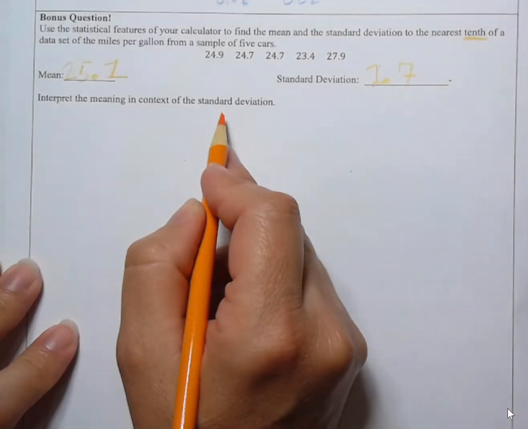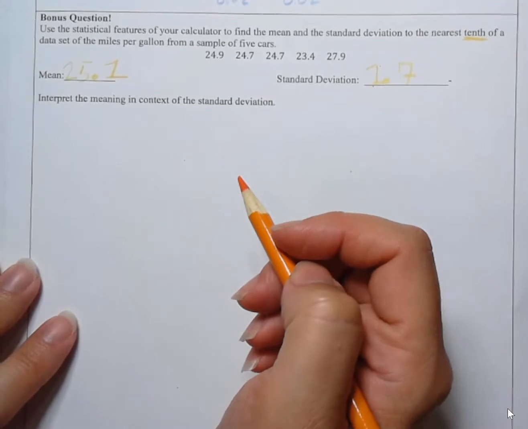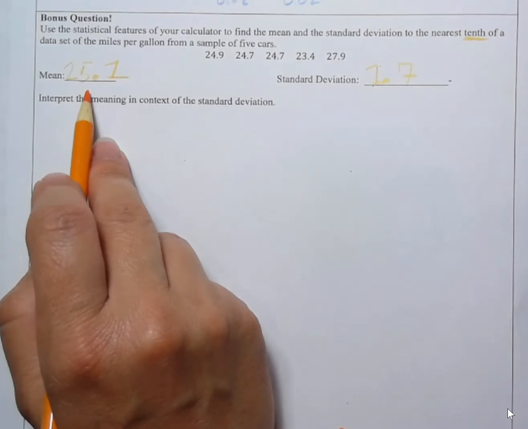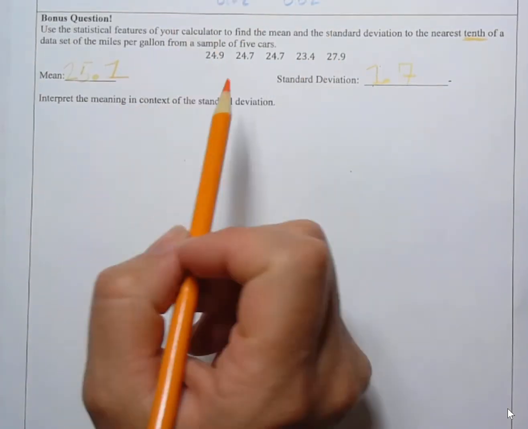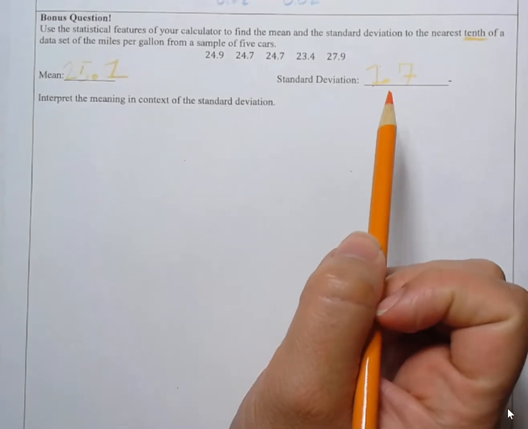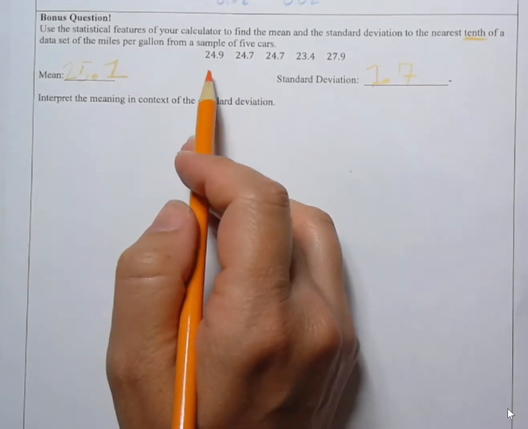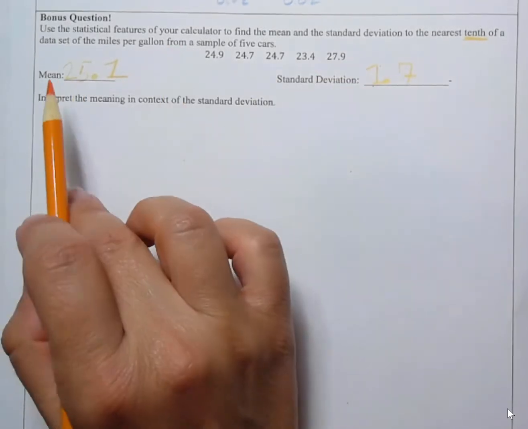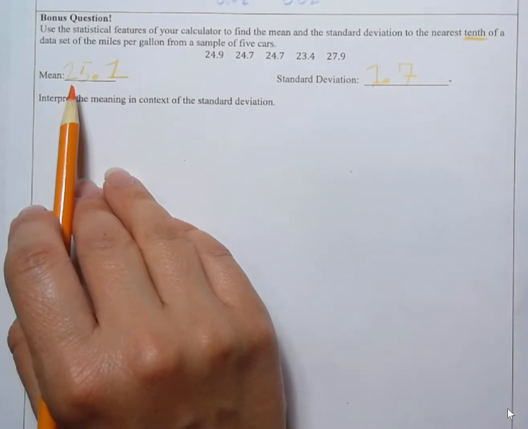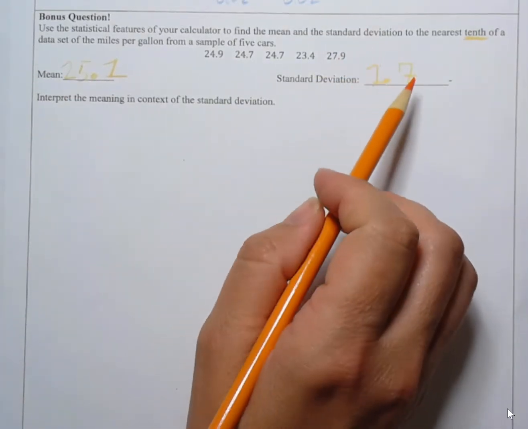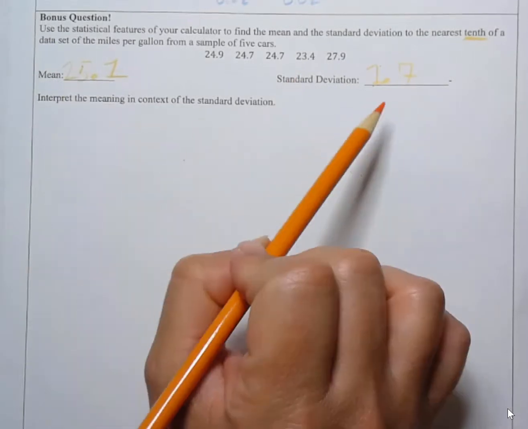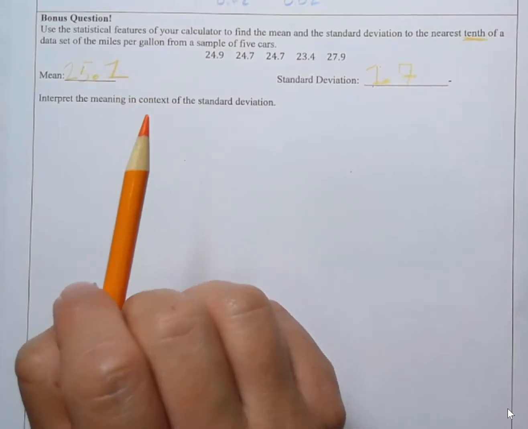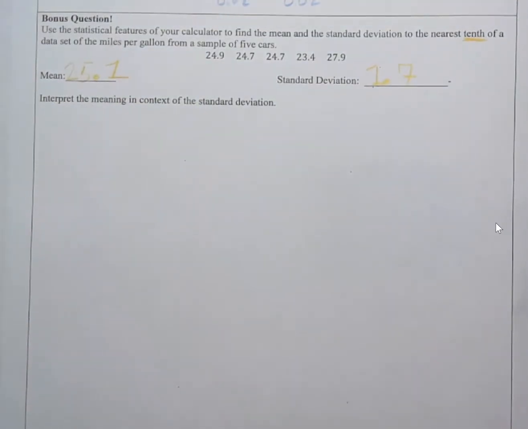The next part of this question tells us to interpret the meaning in the context of the standard deviation. So the mean is the average. That's the average miles per gallon that these cars are getting. For the standard deviation, what that means is the majority of the cars would be within one standard deviation away from the mean. So here our standard deviation would be 1.7 gallons. So the cars would either be 1.7 gallons less than the mean or 1.7 gallons more than the mean. And that's where the majority of the cars' gas mileage would fall.